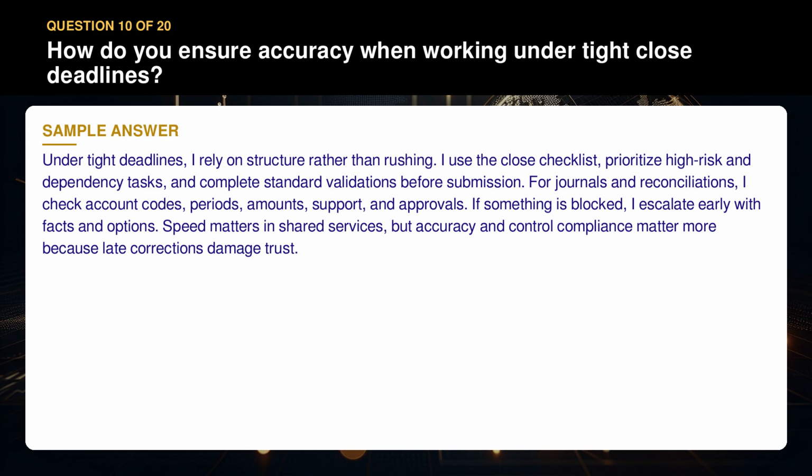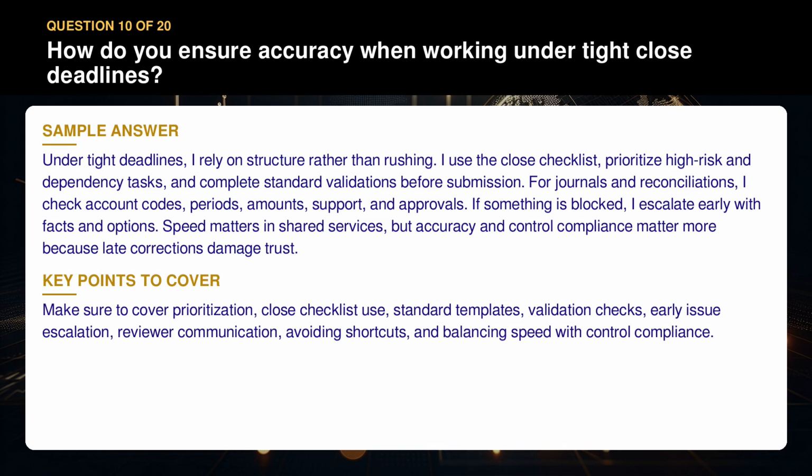Speed matters in shared services, but accuracy and control compliance matter more, because late corrections damage trust. Make sure to cover prioritization, close checklist use, standard templates, validation checks, early issue escalation, reviewer communication, avoiding shortcuts, and balancing speed with control compliance.